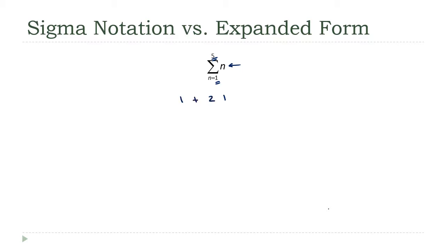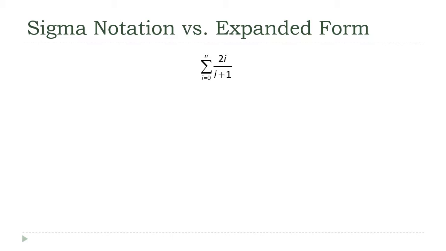1 plus 2 plus 3 plus 4 plus 5. And that's what you get if you start at 1, count up to 5, and one at a time replace that n with each of those numbers. And again, since this is all numbers, we can take this a step further and just add all of these up, and the whole thing simplifies to just 15.